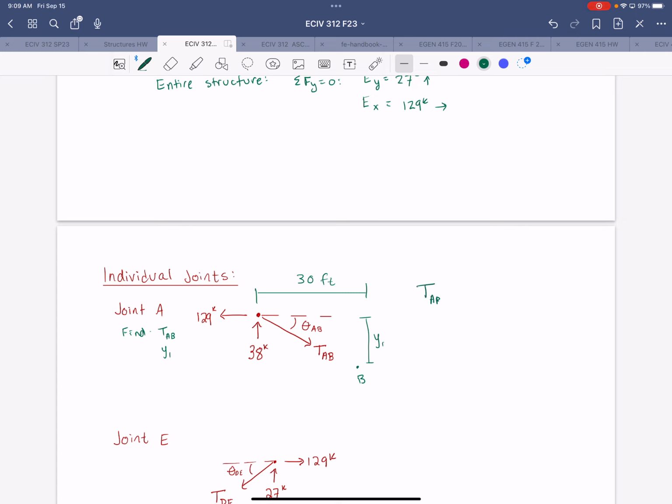So the tension in AB is simply equal to the square root of the sum of the two components squared, H and V. If we look at this joint, we know H has to be counter to the horizontal reaction and V has to be counter to the vertical reaction. So we can simply say the tension in AB is equal to the square root of 38 squared and 129 squared added together. And that gives us 134 kips.